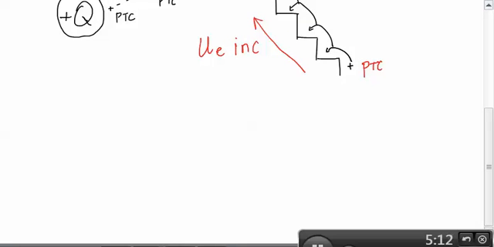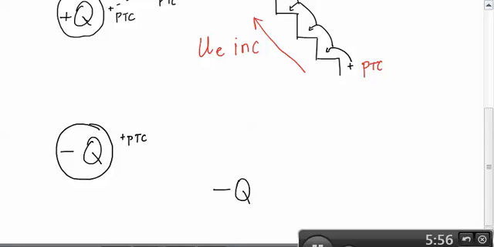Now let's look at a negative charge. And our positive test charge, PTC. When I let it go, which way will it go all by itself? Towards my big negative charge. So is it going to a higher energy state or a lower energy state when it goes towards the charge? Lower energy state. So how would the stair steps work? Going down. So it would be like you have stair steps, where our negative Q is at the bottom of the stair steps.